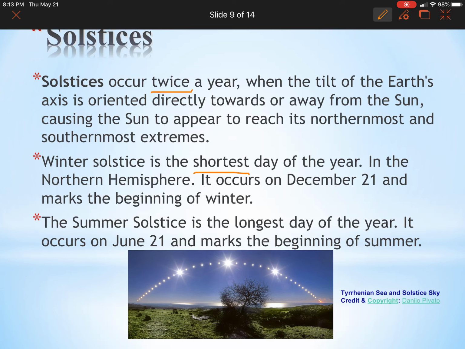The winter solstice is the shortest day of the year.